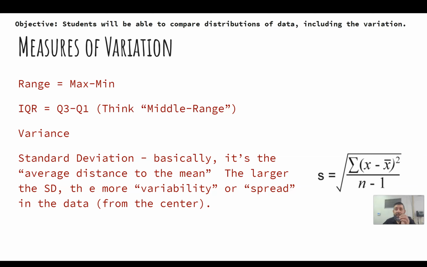But when we have symmetric data, we're going to want to use the standard deviation as our measure of variability or variation. So we are going to use the standard deviation and the mean because they go together like peas in a pod. All right, those are measures of variation.